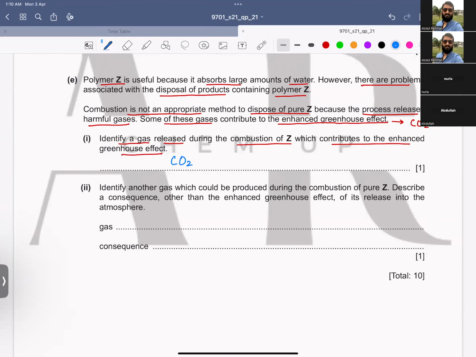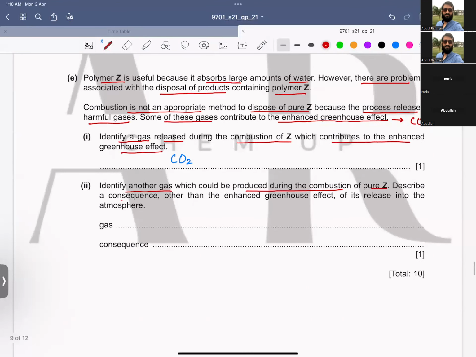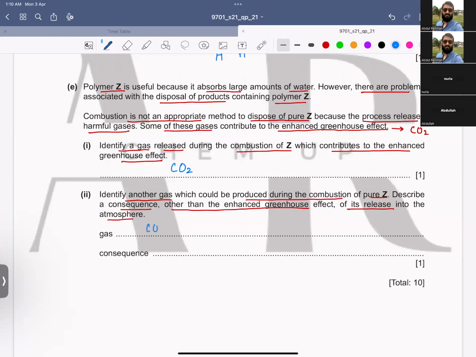Now, carbon monoxide. Let me read the question. Yeah, might be. Identify another gas which could be produced during the combustion of pure Z. Describe the consequences other than the enhanced greenhouse effect of its release into the atmosphere. Yes, because sometimes there must be a small amount of oxygen. So some of the molecules or some of the carbon atoms may convert into carbon monoxide.